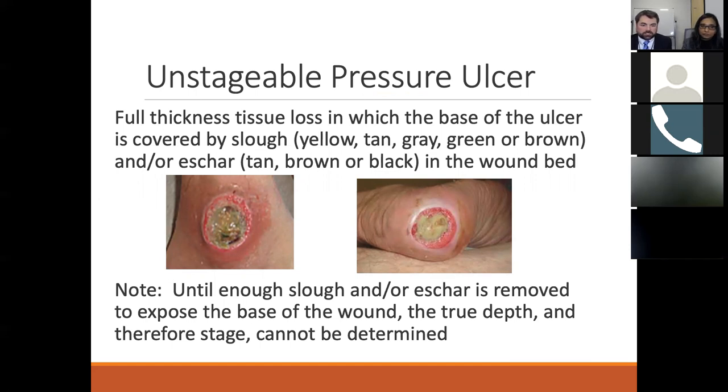So unstageable is essentially there's slough and eschar, and you can't tell just by looking. So you need to debride and scrape out the slough. So if you start here, you're not really sure, and then they're able to debride a little bit more, and it's more of a superficial wound that they're seeing. Mm-hmm. And some of the debridement can be done at bedside. Mm-hmm. Some needs to be done in the OR. We leave that up to the surgeon. Yeah.